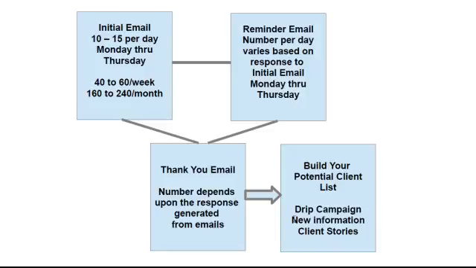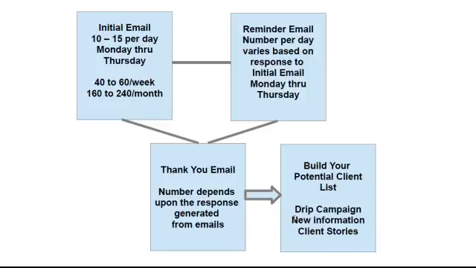If you send 10 to 15 per day, that's 40 to 60 emails that you send out per week. That's 160 to 240 emails that you send out per month. So this campaign, done systematically to your email list, could be a 2, 3, or 4 month process of getting people interested in what you're doing.